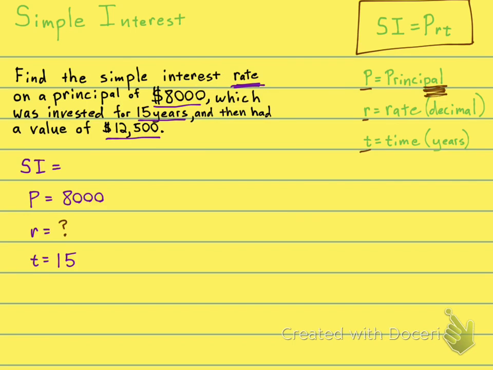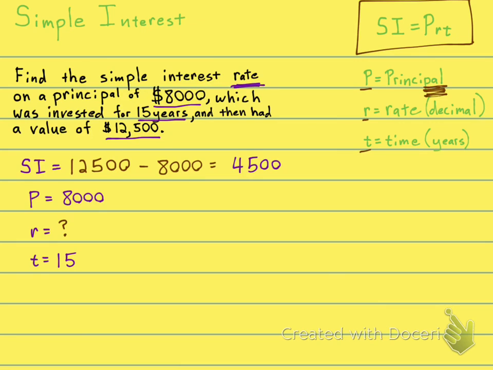Okay, so the 12,500 is going to be your ending balance, your ending value, but that's not the interest. The interest is how much money that you made on that $8,000. So to find the simple interest, we need to take our ending balance, our 12,500, and find out what's the difference between that and our original amount. Okay, so difference means subtraction, and we're going to see that the interest that we made is $4,500, which gets us from 8,000 to 12,500.